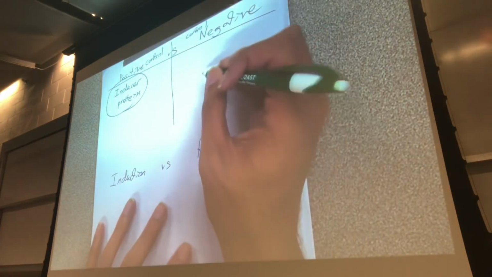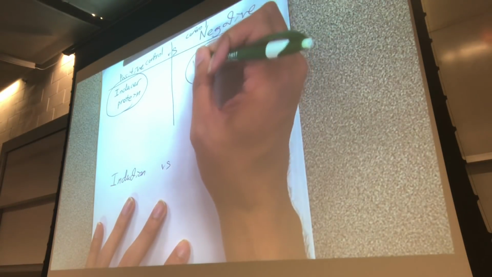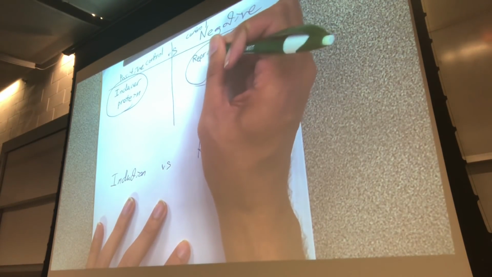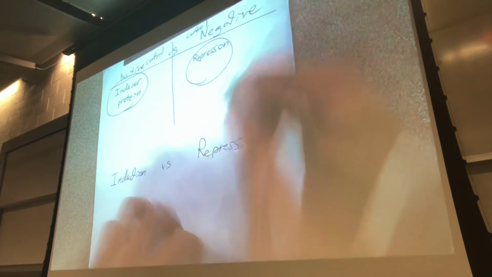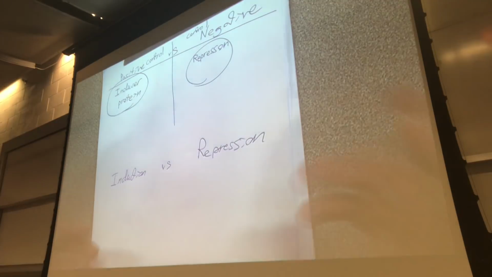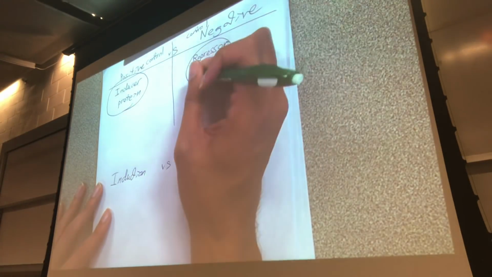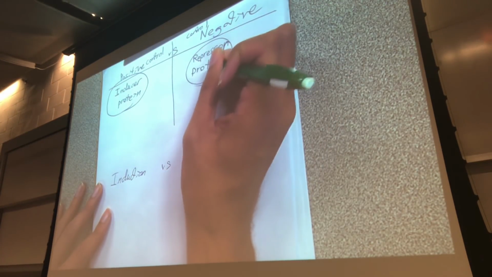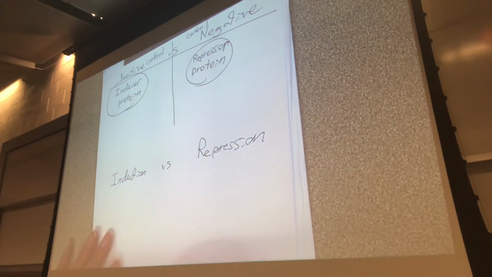Negative control means a repressor protein is involved in some way. It does not mean transcription will be decreased. That's not what negative control means. Negative control means that a repressor protein is involved in some way, and we will see how.